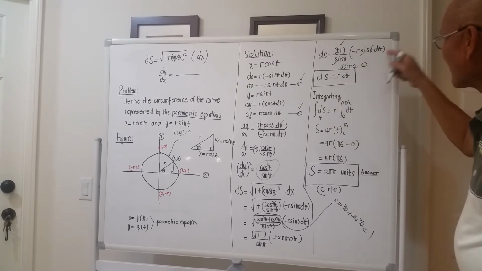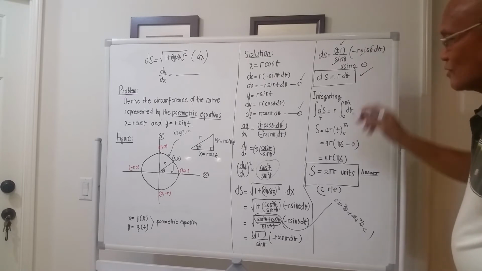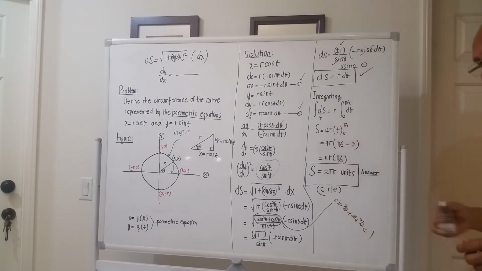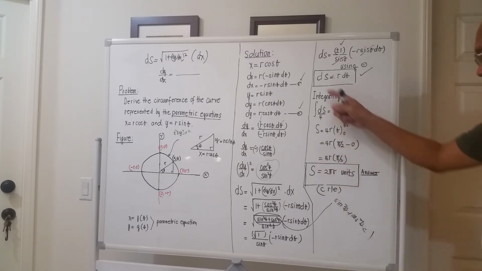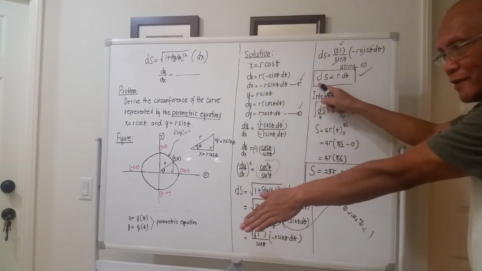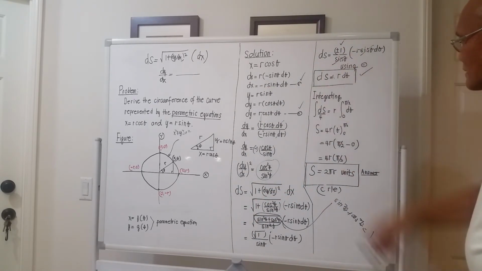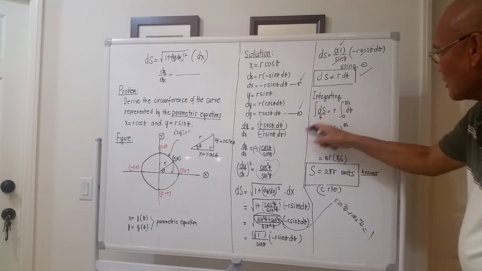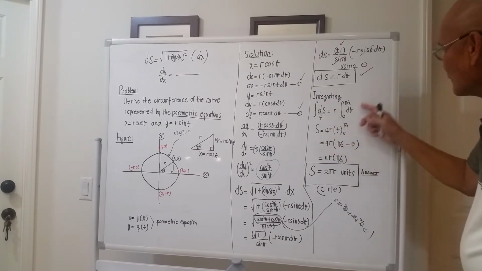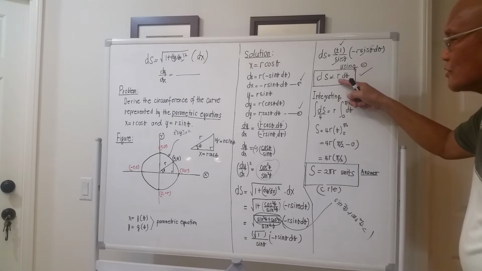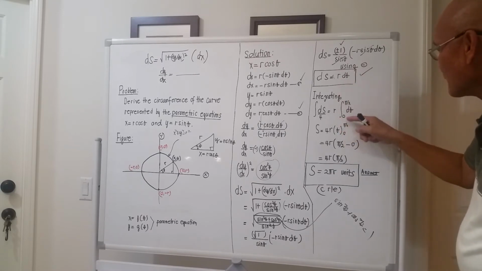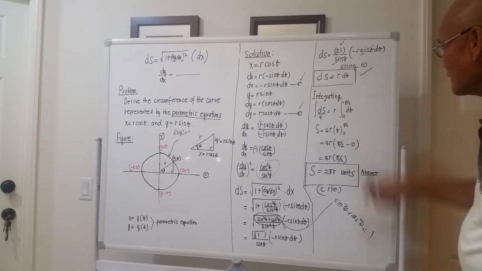R differential theta. See, so the resulting differential equation after the substitution of the square of the dy dx quantity squared, what comes out is a differential length of r differential theta for this given problem. Integrating both sides, the integral of ds over 4 equals, we bring out r, it is a constant, r, the integral from 0 to pi over 2 of differential theta.